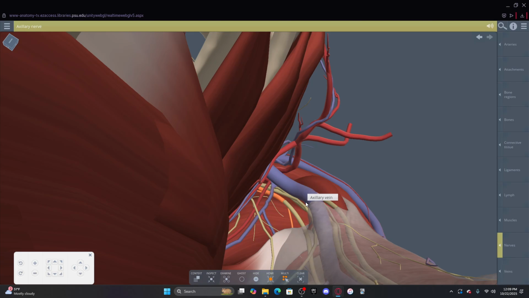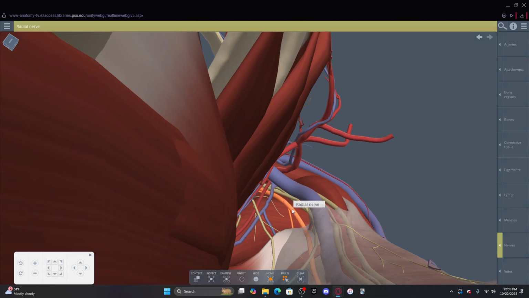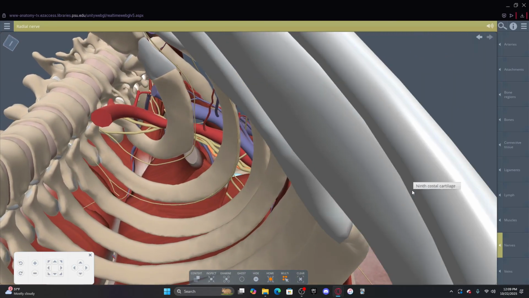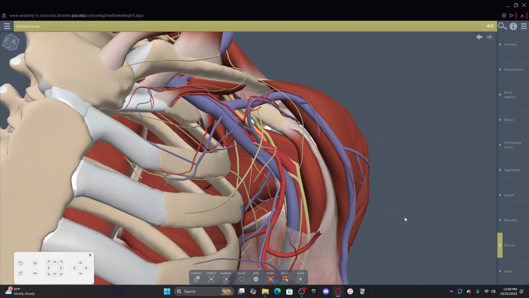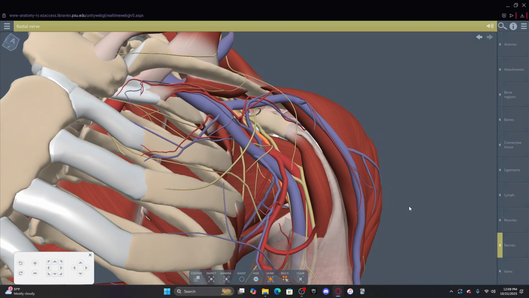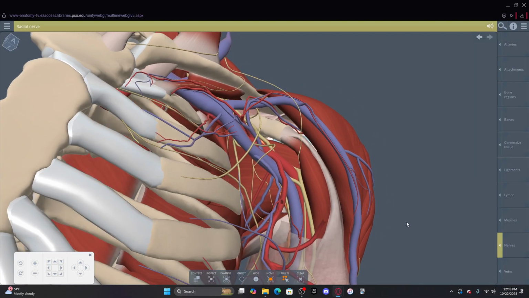Axillary nerve is going to innervate deltoid and teres minor. And it comes from our posterior cord, and then our posterior cord is splitting into the axillary nerve and the radial nerve. So we went over what axillary nerve does. Our radial nerve is going to innervate posterior arm and posterior forearm muscles.